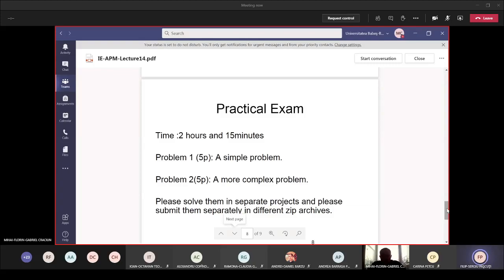So at the end we'll have both problems 1 and 2 solved inside the same project. That's what I was asking. No, in 2 different projects. Okay, good. Now I get it. As I said, please solve them in separate projects and submit them separately in different zip archives. Other questions?